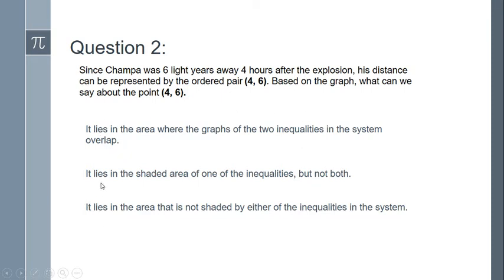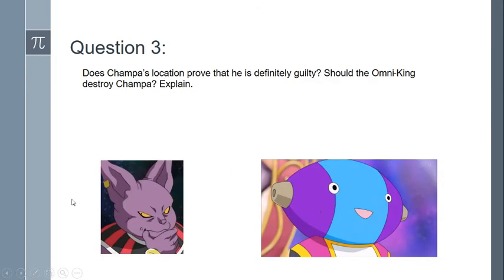This one says it lies in the shaded area of one, but not both. It actually was in both, right? It was where they overlapped. And it lies in the area that's not shaded. That would have been the white area. It clearly is in the area where they overlap. So just on your problem, check to see if the point they give you is in the shaded part, and if it's in the shaded of both inequalities, where the shading overlaps or not.